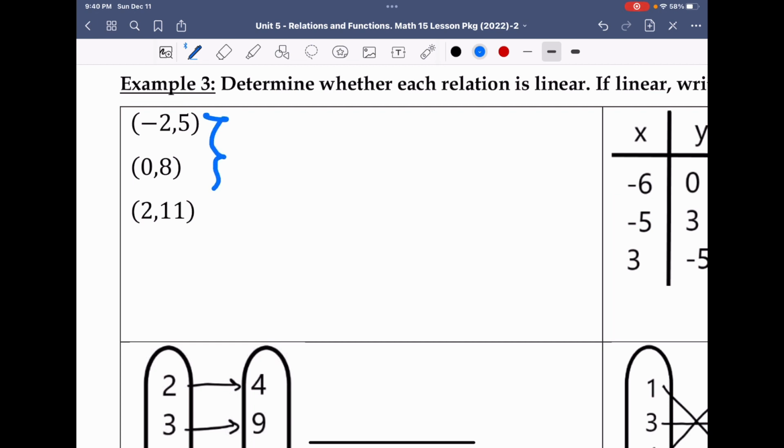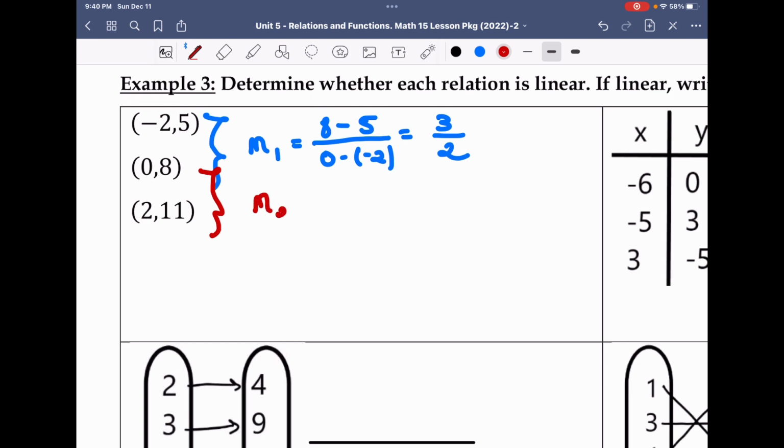First of all, if we want the slope, we can use collinearity. So m1 is equal to 8 minus 5, which is the change in y, over 0 minus -2, which is the change in x. This gives me 3 over 2. Now I want to do the same thing with the middle ordered pair and the bottom ordered pair, because I need to show that these slopes are the same. So now my change in y is 11 minus 8 over my change in x, which is 2 minus 0. This gives me 3 over 2. Slopes are the same, so we know these points are collinear.